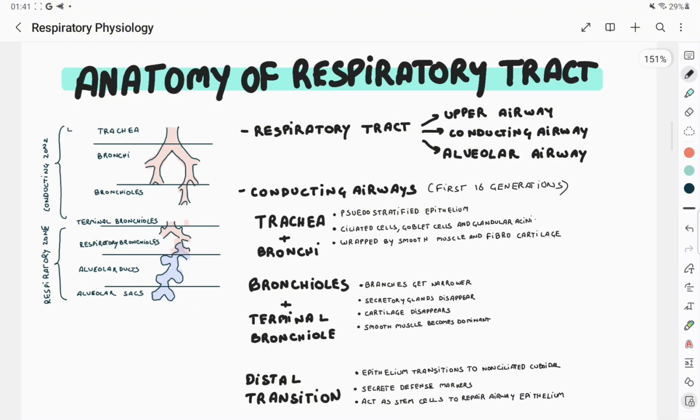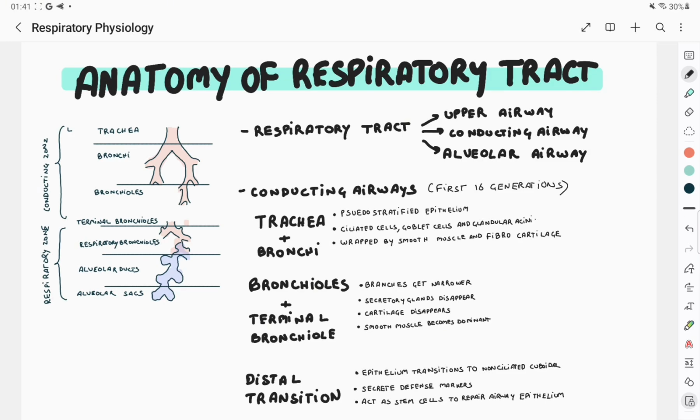The conducting airways start at trachea and branch into bronchi, bronchioles, and terminal bronchioles. The pattern of branching is dichotomous, meaning every single passage splits into two smaller branches. The conducting zone consists of 16 generations of these branches.